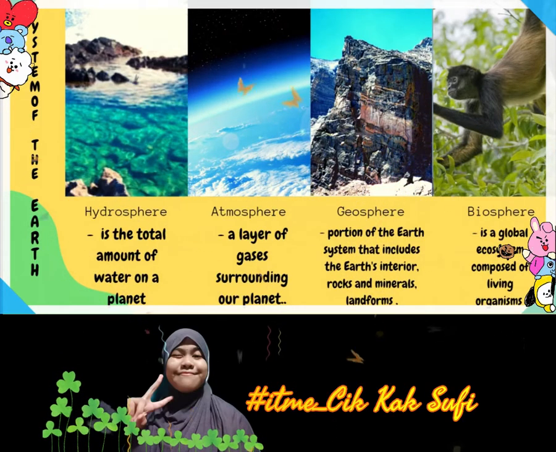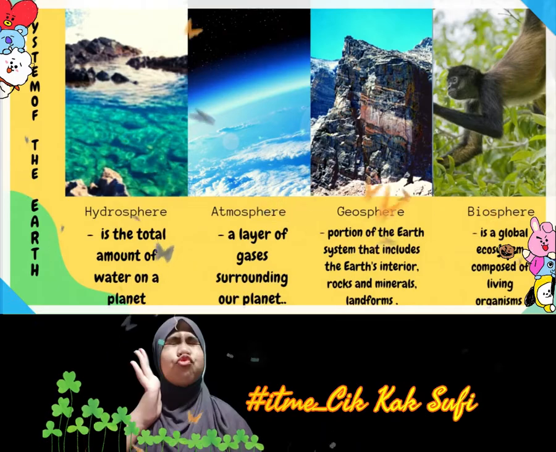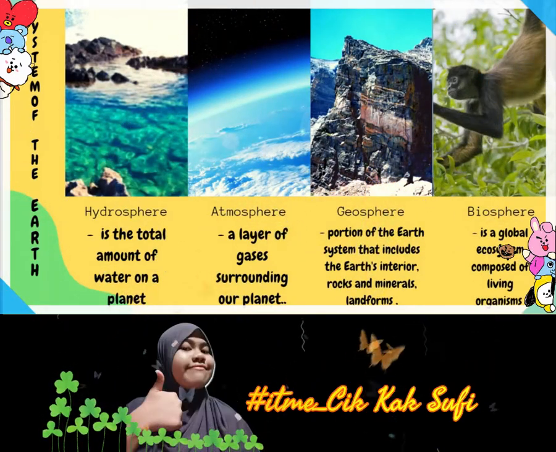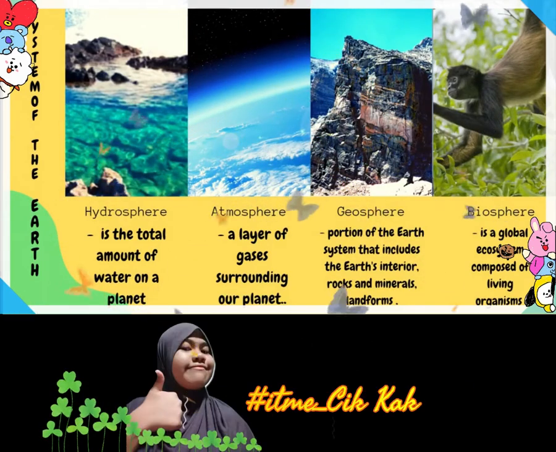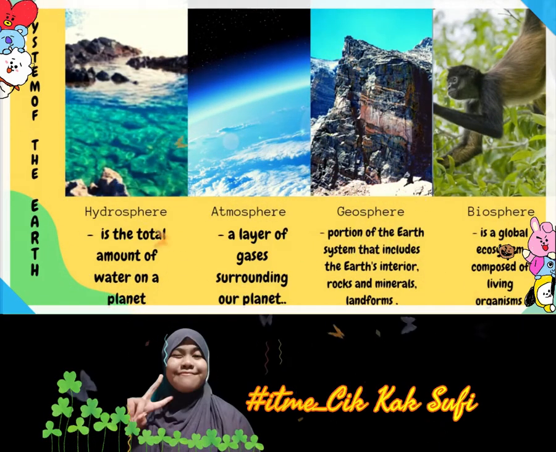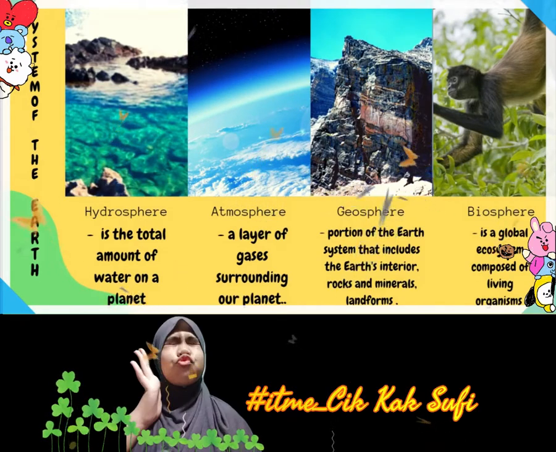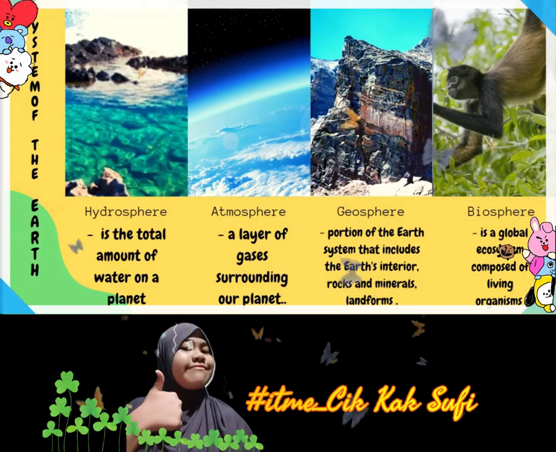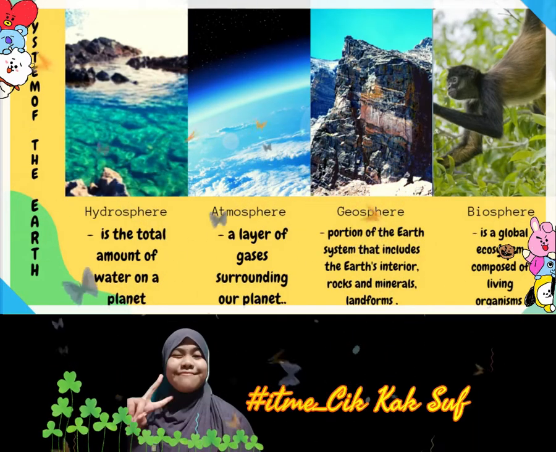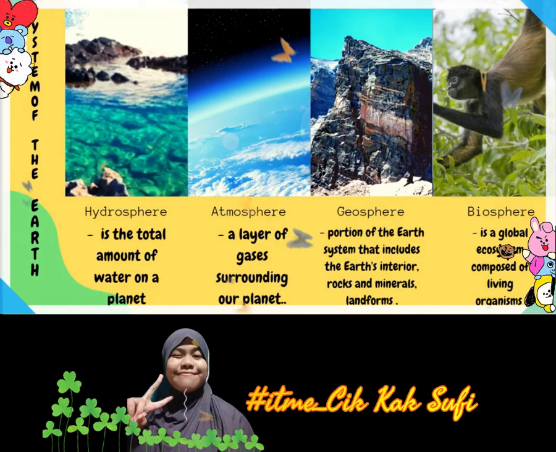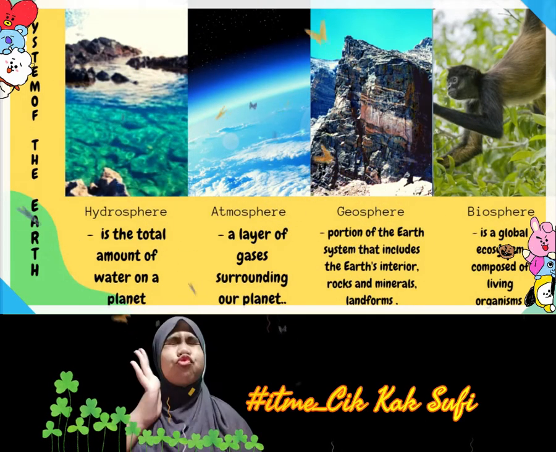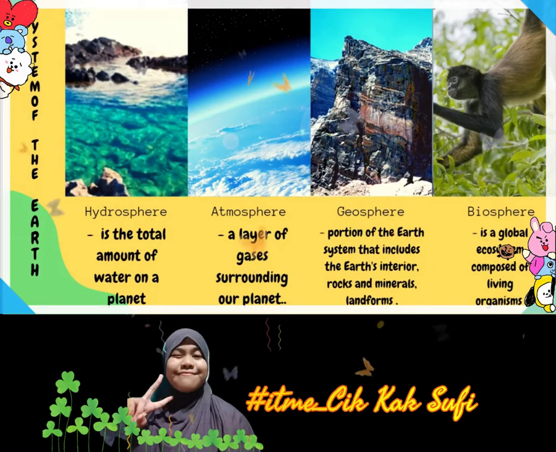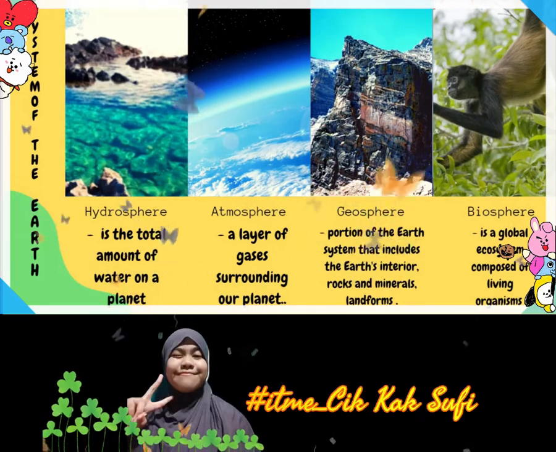Number three is the geosphere. Geosphere is the portion of the Earth system that includes the Earth interior, rocks and minerals, and the landform. Zone of the solid portion of the Earth which is made up of rocks and minerals. The geosphere develops a layer of soil in which nutrients become accessible to living organisms and thus provides an important natural habitat and the source of many forms of life.